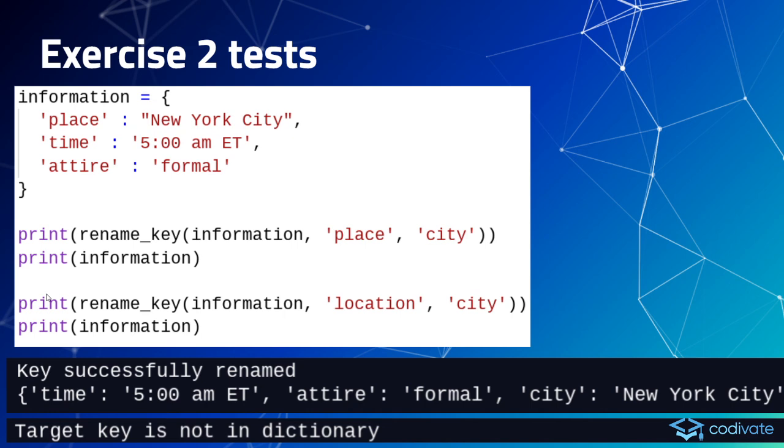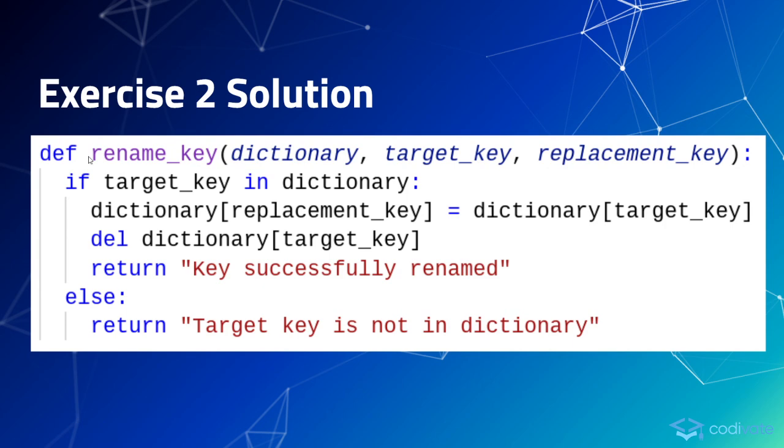The other case we have to check is what if the key that we wanted to rename doesn't even exist. Let's say instead of place, we thought it was location. And since location is not in the target dictionary, this would be false. We wouldn't do any of this. We'd go to the else and return target key is not in dictionary.